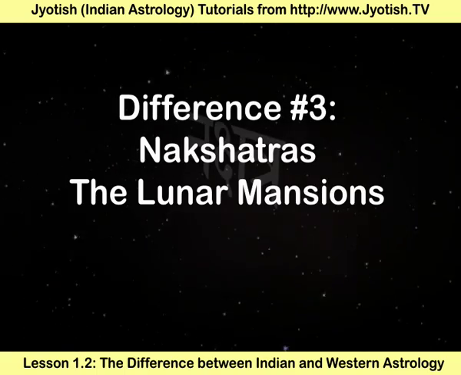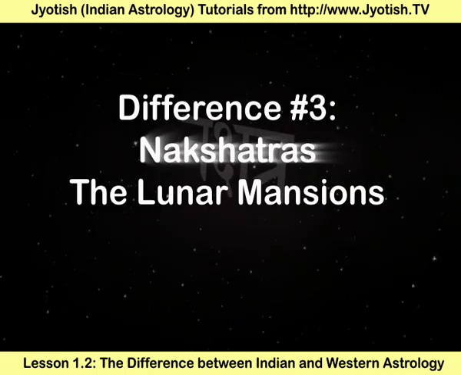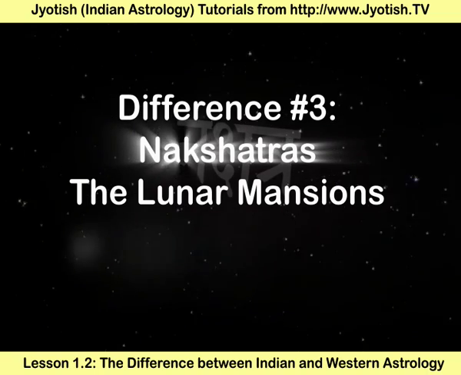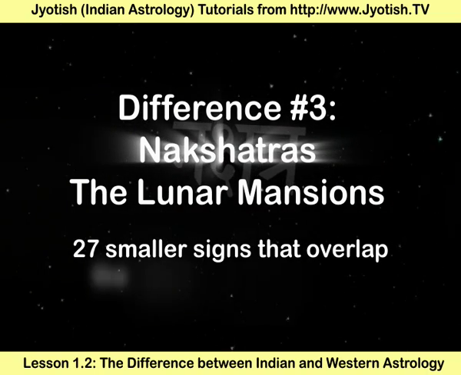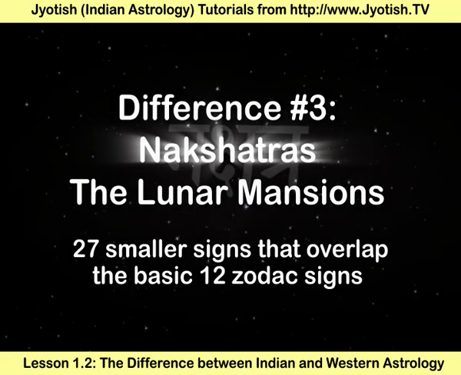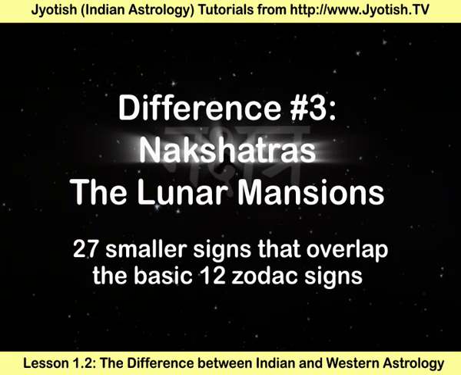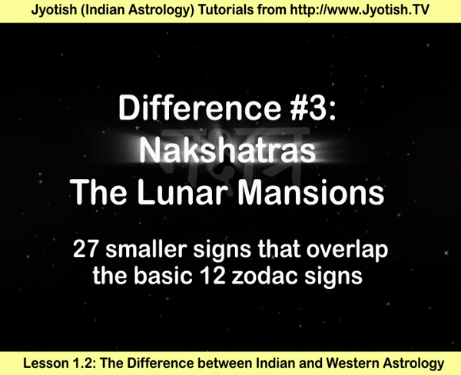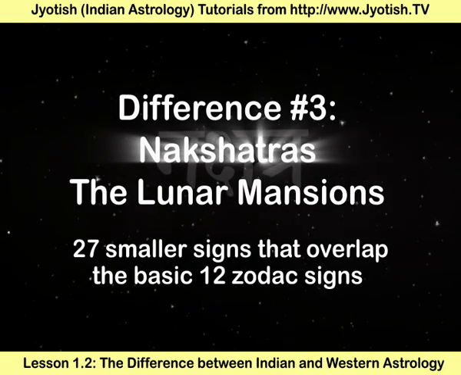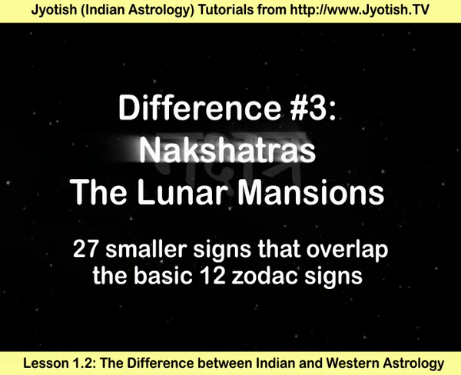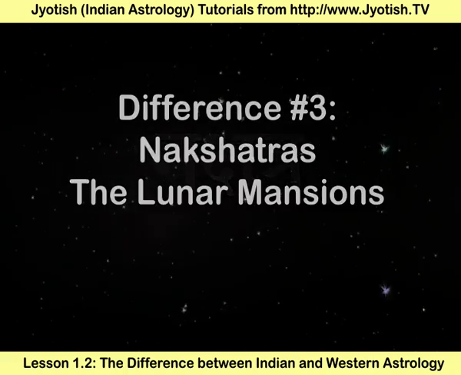Difference number three, nakshatras or lunar mansions. These are 27 smaller signs that overlap the 12 zodiac signs. We could say that they are more subtle than the 12 signs, but they're also more fundamental. They form the basis of prediction, as the next difference will mention.